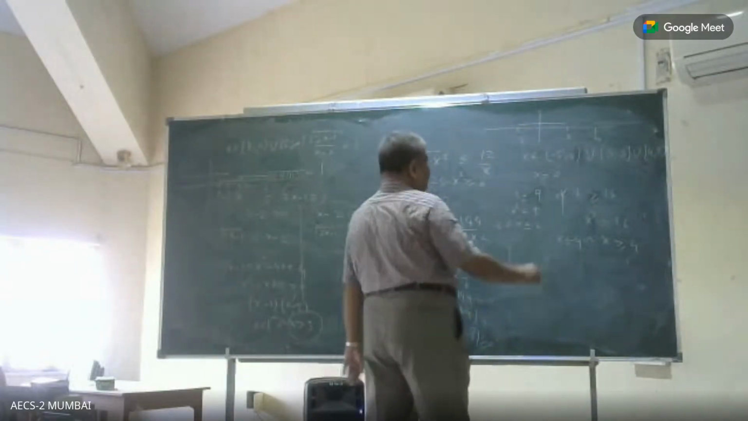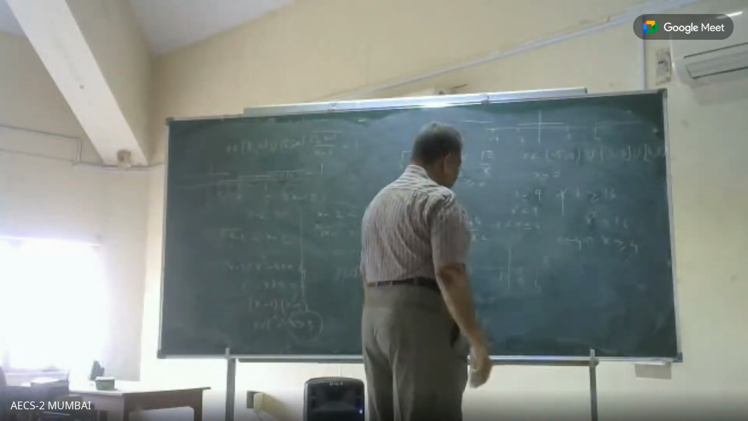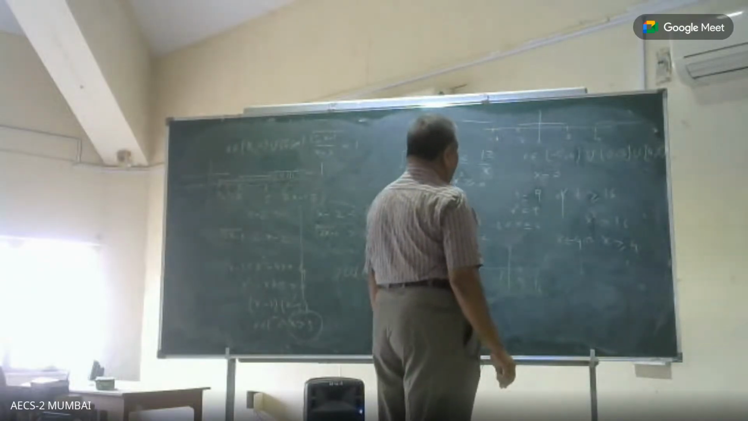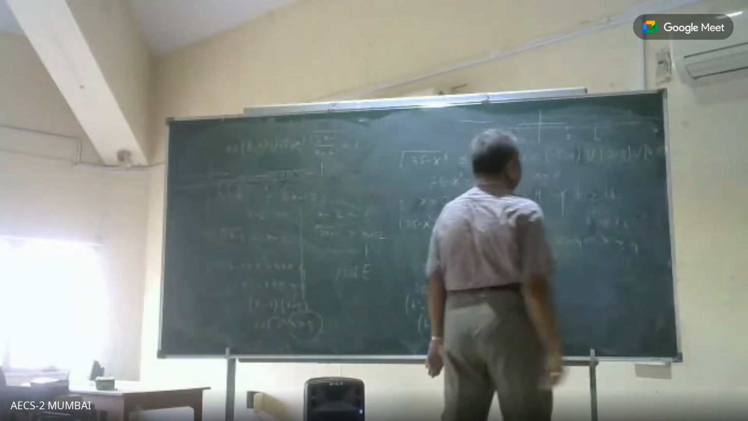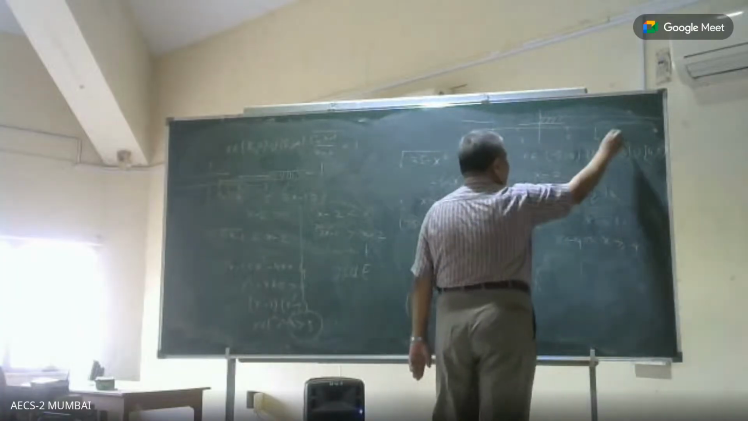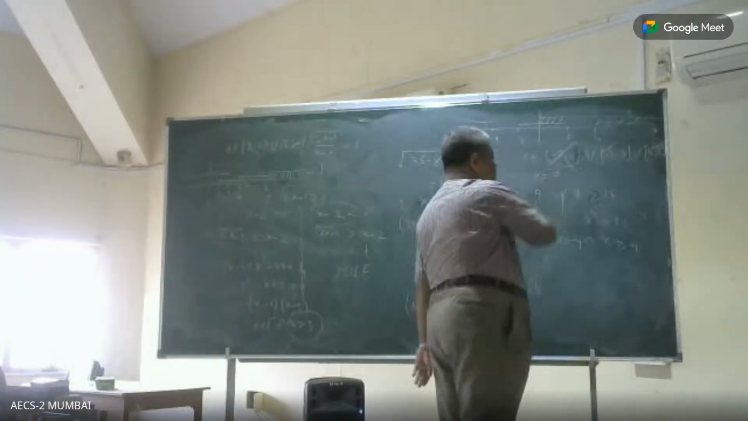Correct? By 4 and minus 2. Okay? This, and this is the multiplication. So where is the overlap? And where is the overlap? This is not the solution.